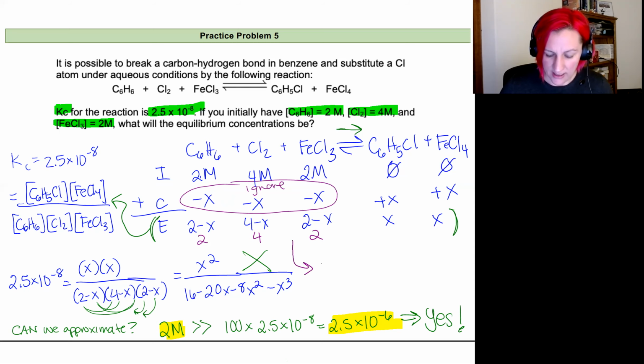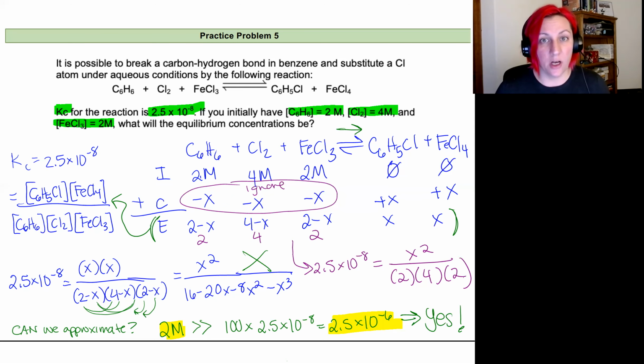So this is going to look a little bit different. Instead, this is going to be 2.5 times 10 to the negative eighth is equal to x squared divided by 2 times 4 times 2. So this is much easier to solve. I can solve this by taking the square root. That's going to be 16 on the bottom, which I'll multiply over against my 2.5 times 10 to the negative eighth, and then I'll take the square root. When I do that, I get x is equal to 0.00063. And so that's going to be the value that I use. We'll go ahead and plug those values in to get our equilibrium concentrations.